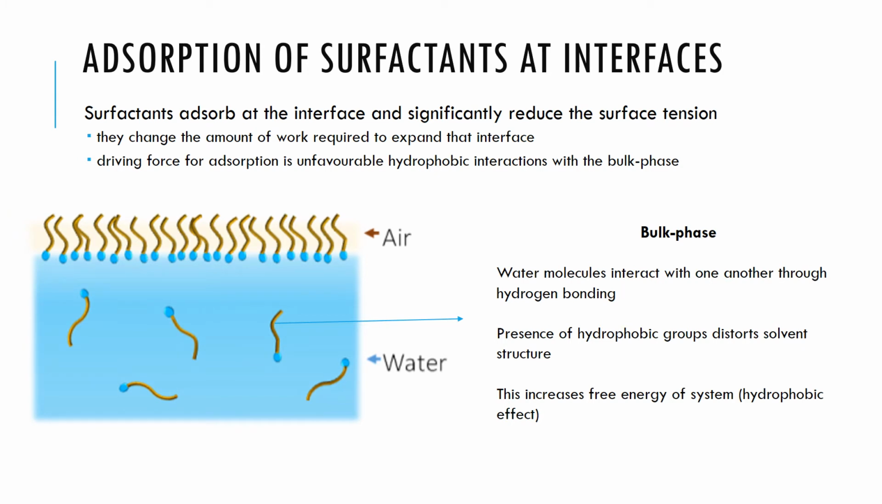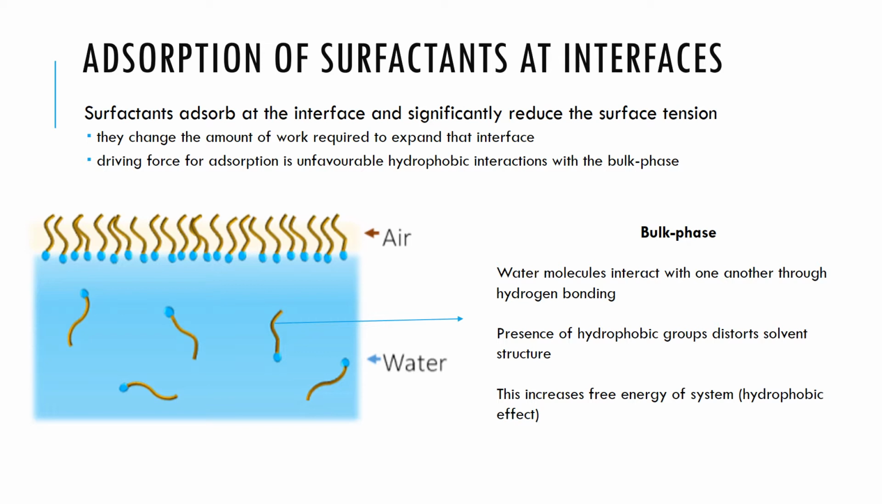We spoke last time about the fact that surfactant molecules adsorb to the interface. They adsorb to the surface of water, and when they do that, they significantly reduce the surface tension of water. And we know that they adsorb to the interface. The driving force from a thermodynamic perspective for their adsorption to the surface then is unfavorable hydrophobic interactions with the bulk phase. So what we're essentially saying is surfactant molecules do not want to be in the bulk phase, because those long hydrocarbon tails that extend away from that head group don't want to be in contact with the water phase.